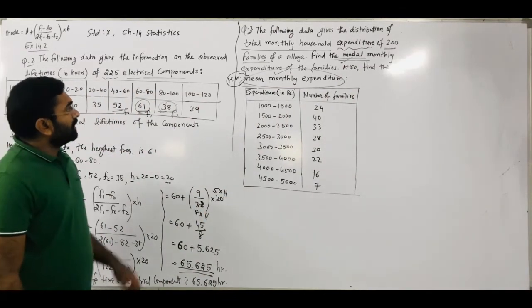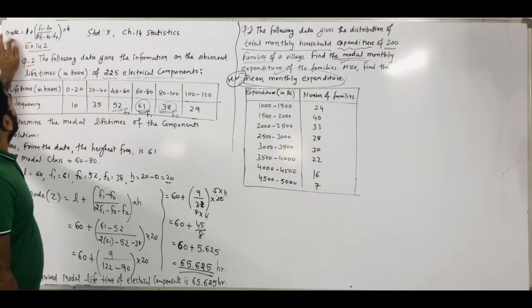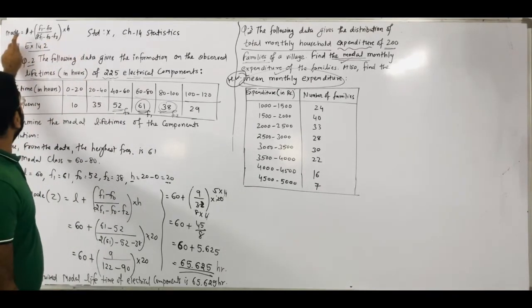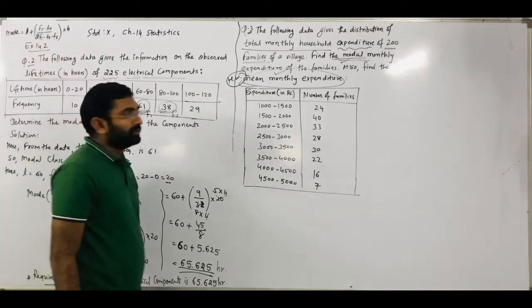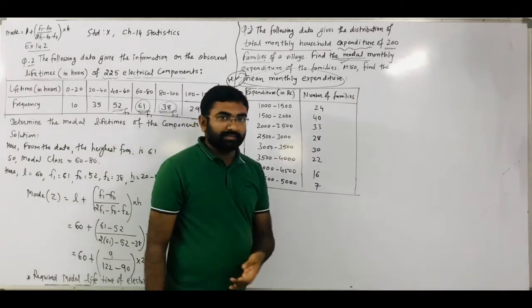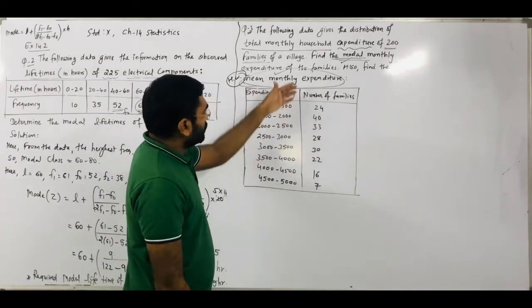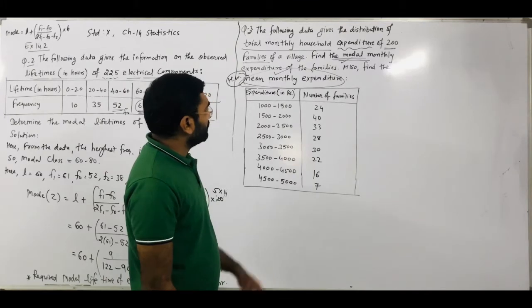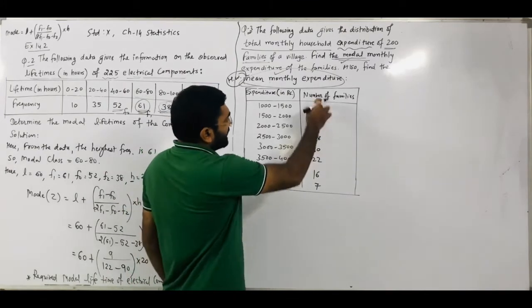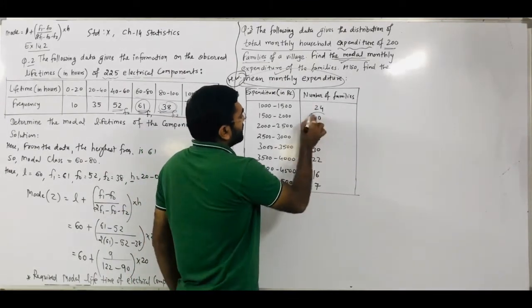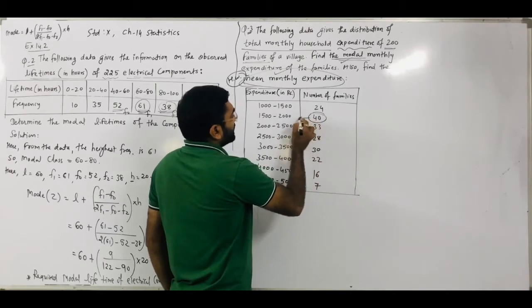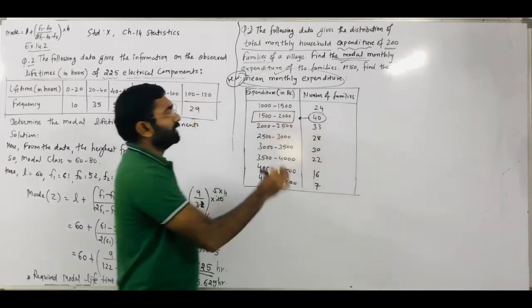Okay. So as I told you, for mode we have to take this equation. In that equation we first of all require the L value. L value depends on the modal class. So how can we define the modal class? From the given frequencies we have to observe which is the highest frequency. The highest frequency from the given frequencies is 40, right? And its corresponding class is called the modal class.